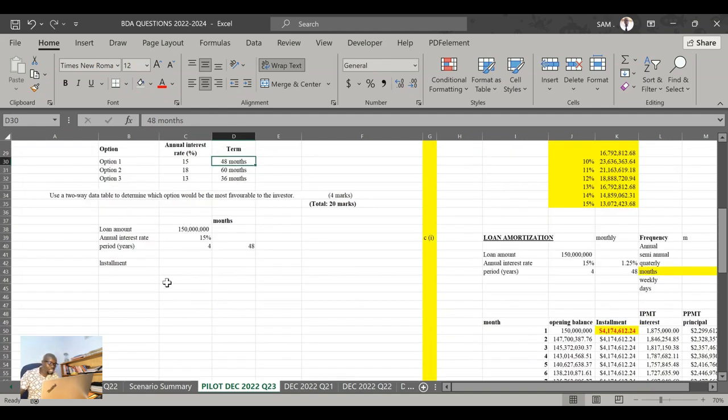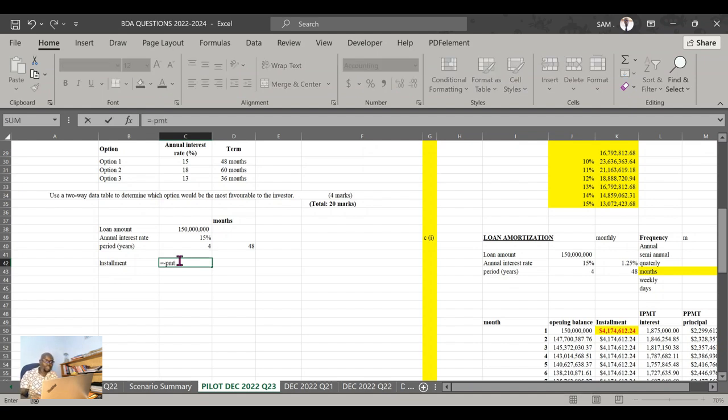Now, how do we get the installment to be paid? We use the PMT function. With the PMT function, the rate I'm going to pick is the annual rate of 15%, but because the period is in months, I have to convert the annual rate to a monthly rate. How do I do that? Pick the annual rate, then divide by 12 to get it in months. Then I will pick the number of periods, which is 48 months. The present value of the loan amount is 150 million, which remains the same.